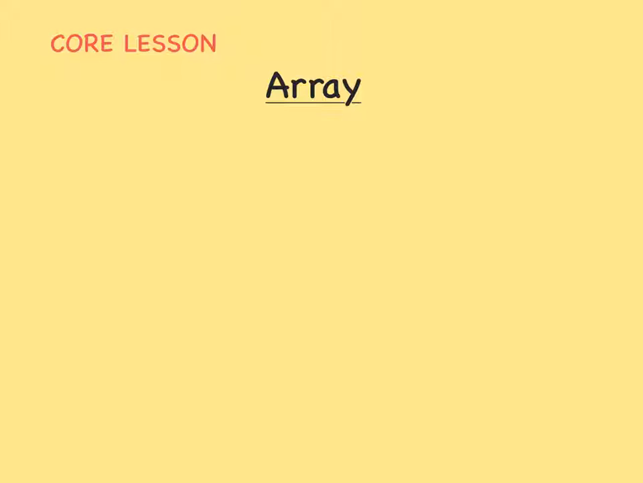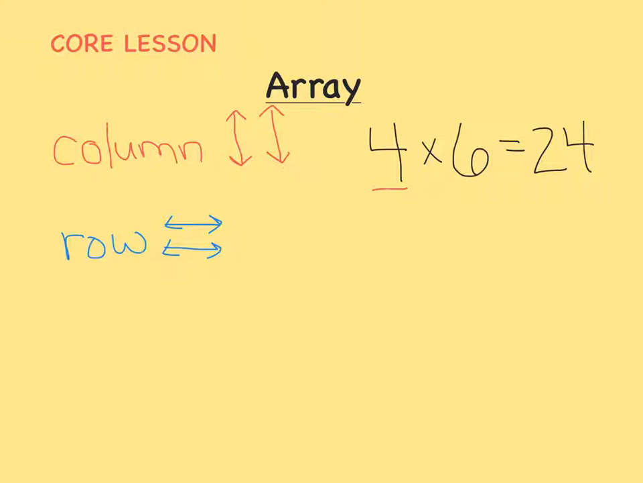We can also represent multiplication using an array. Arrays are made up of columns and rows. Columns go up and down, rows go left to right. Let's make an array for 4 times 6 equals 24. The first number in a multiplication problem is always the number of rows in an array. So instead of saying 4 times 6, we'll say 4 rows of 6.